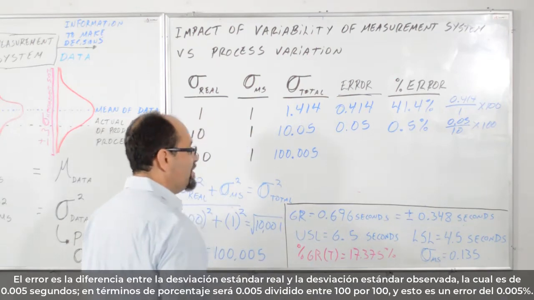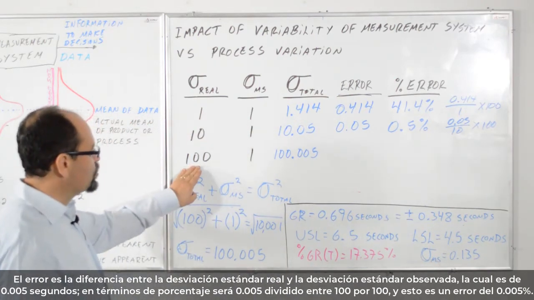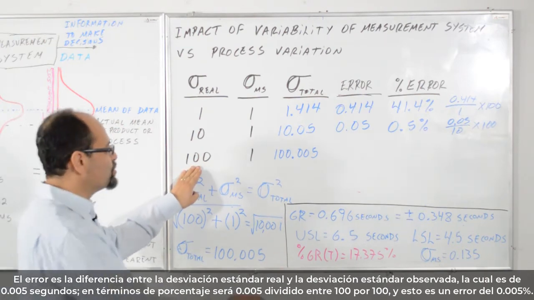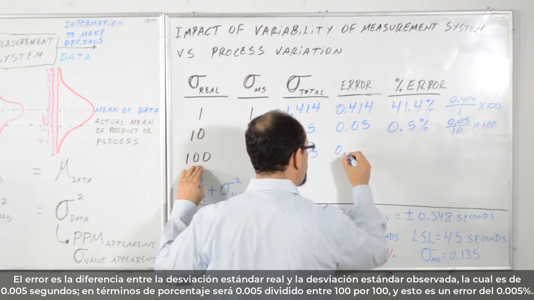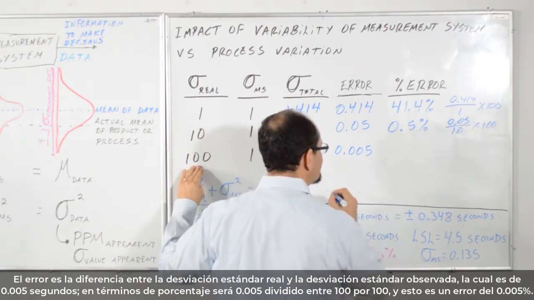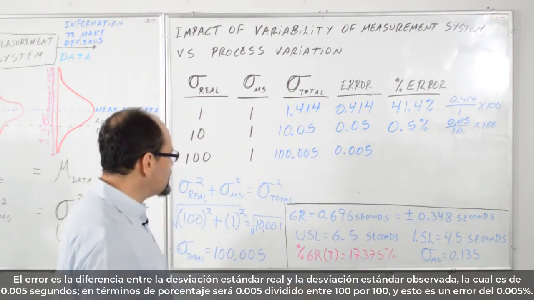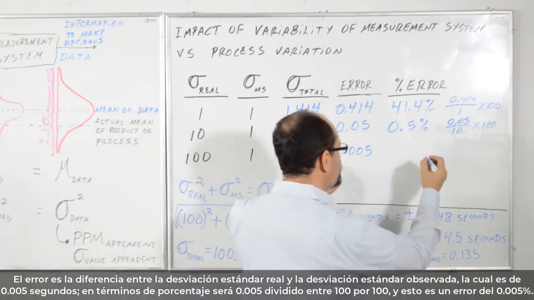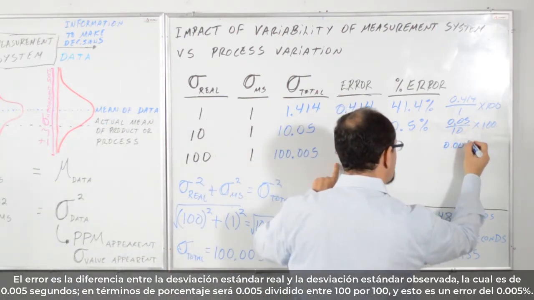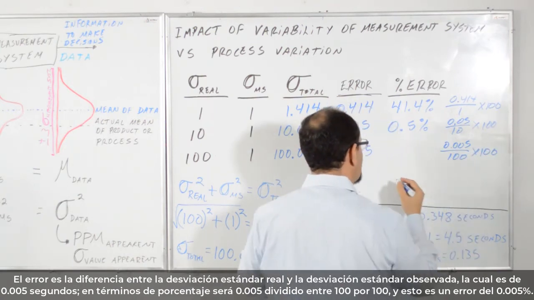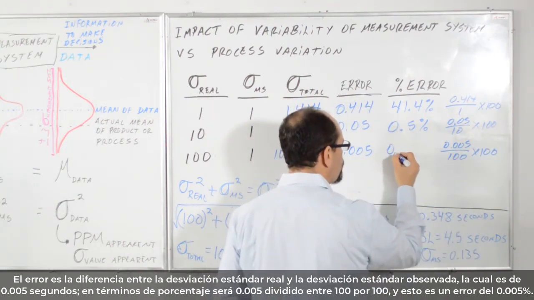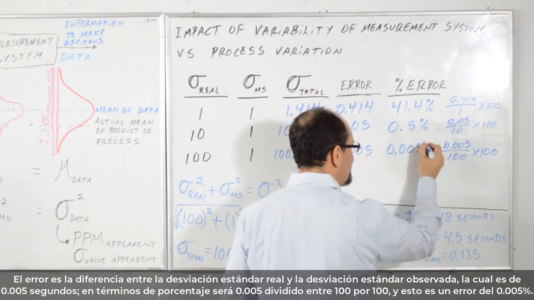Then the expected standard deviation to observe in our data will be 100.005. The error is the difference between the actual standard deviation and the observed standard deviation, which is 0.005 seconds. In terms of percentage, it will be 0.005 divided by 100 times 100. That's an error of 0.005%.